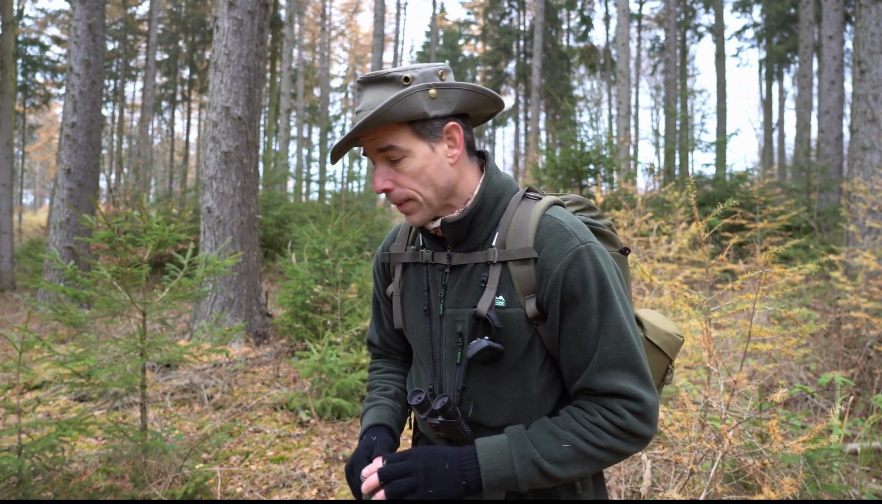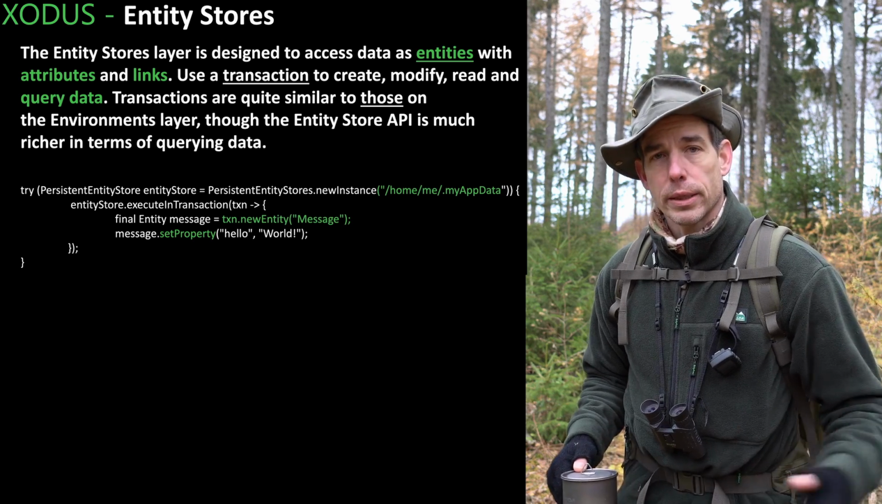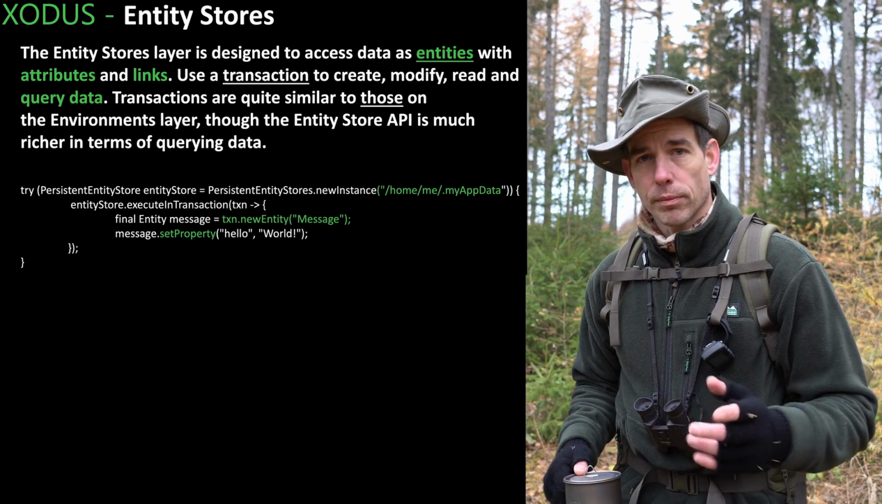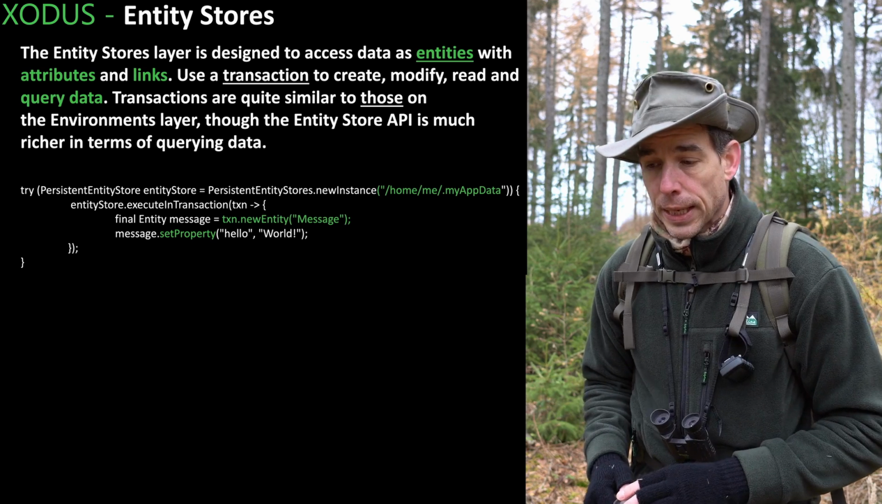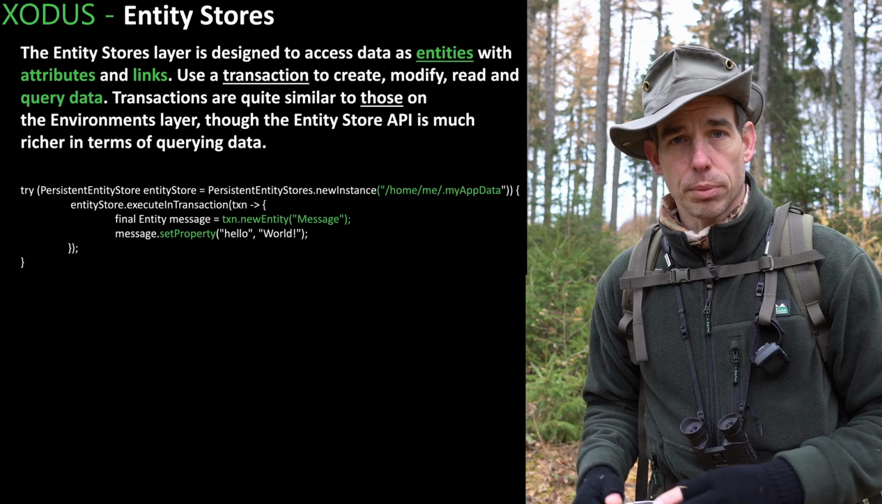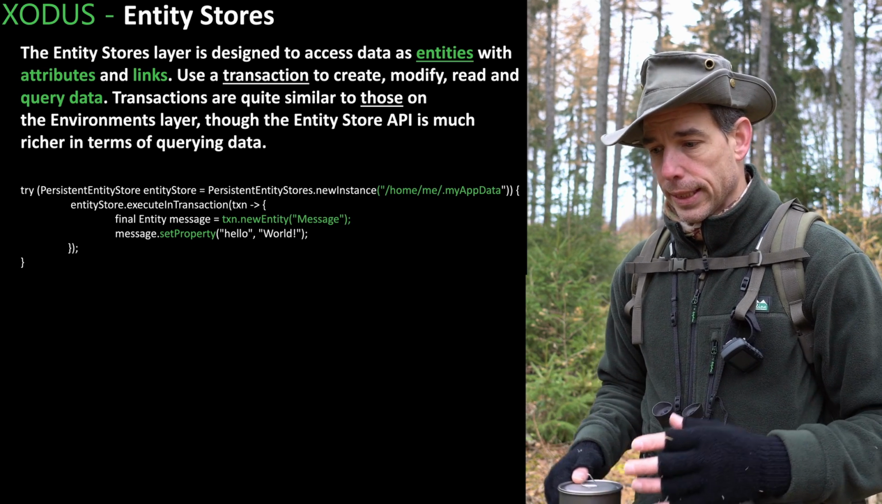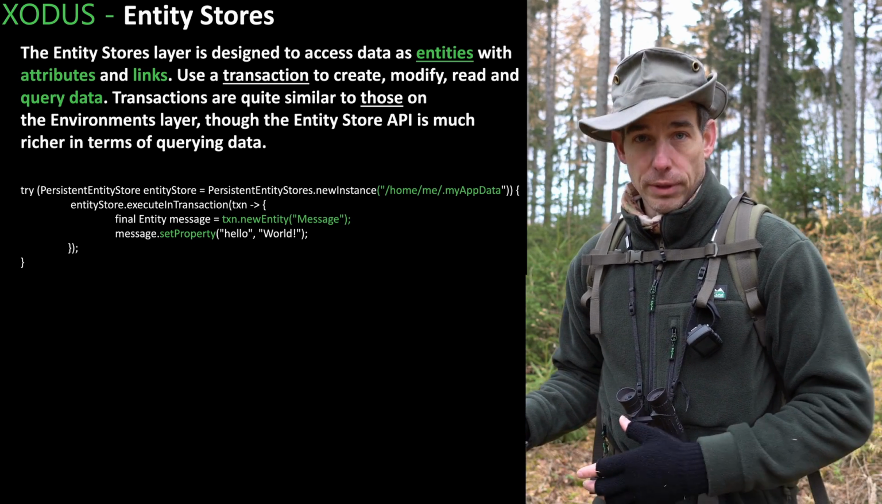Entity stores. The next one are entity stores. So we had now these key value pairs. This is the lowest level of the Xodus API. The next layer on top of it is called entity stores. Again, you're adding the dependency for entity stores. I will show it somewhere here. I'll read it in the documentation. And the next possibility, or the point of this entity store, is that you now have the possibility not only to have key value stores or key value pairs.